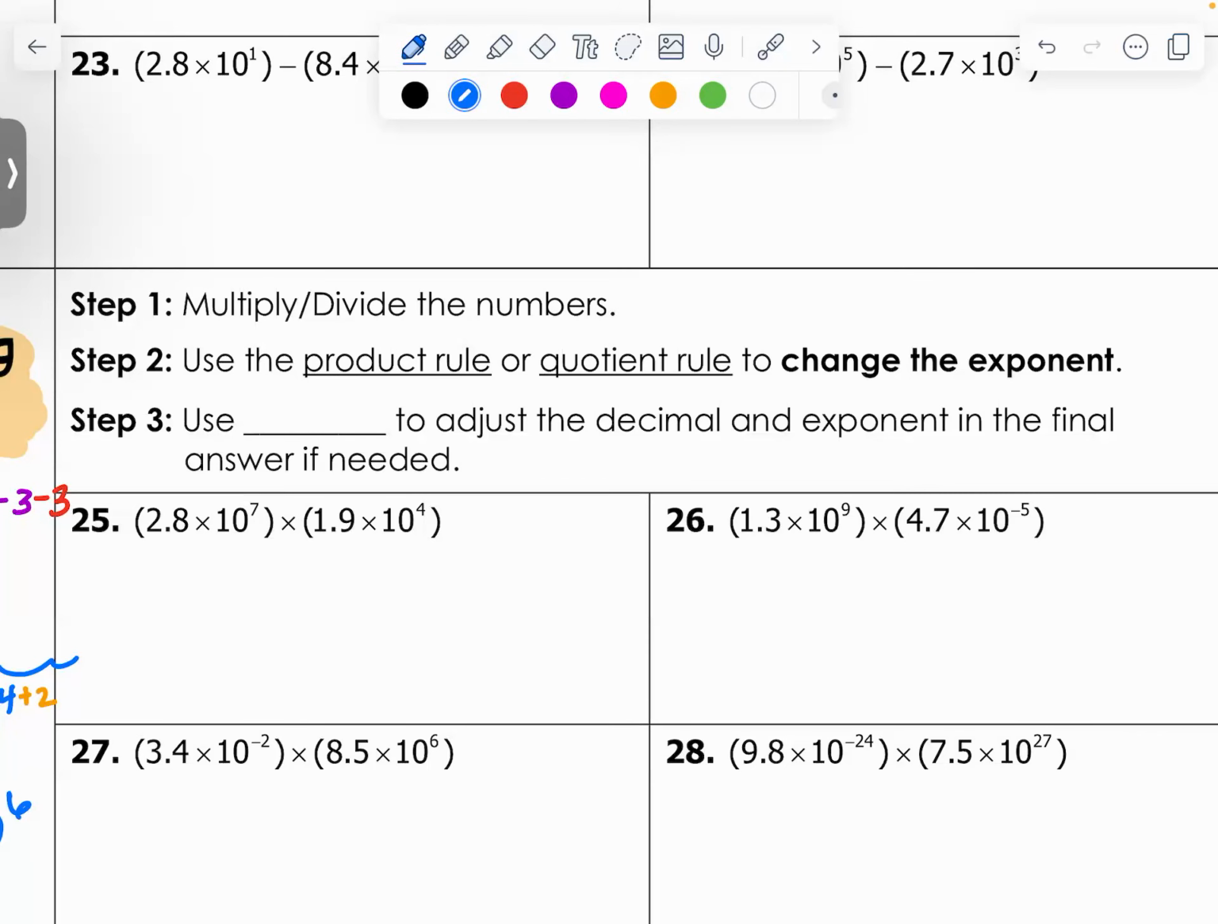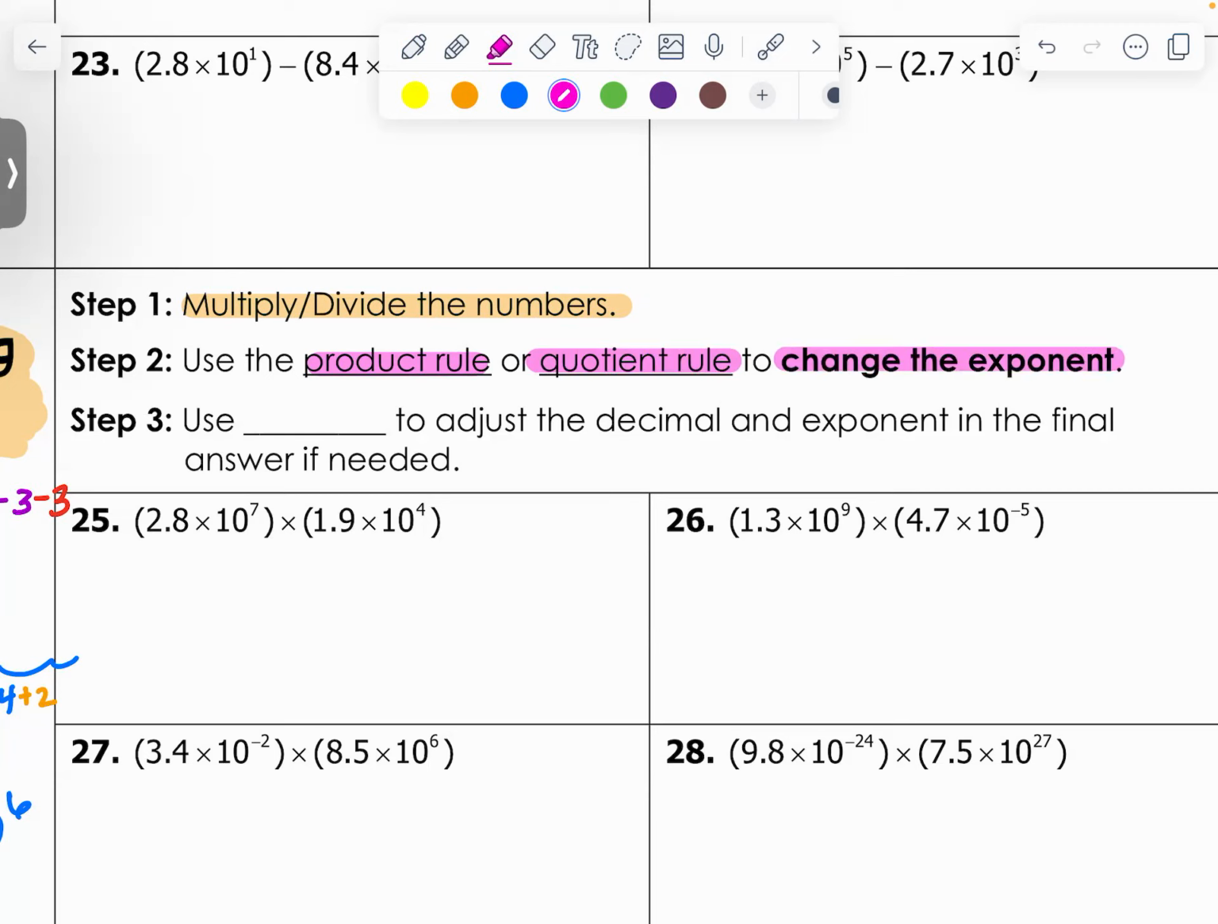Okay, you're going to first multiply and divide whatever numbers are in front of the 10 to a power. You can do that, right? You can multiply and divide. We know how to use our calculators. Okay, then we are going to use the product rule or the quotient rule to change the exponent.